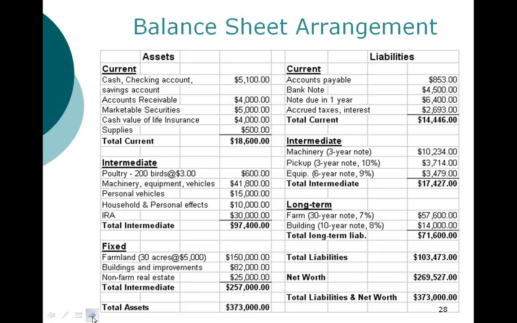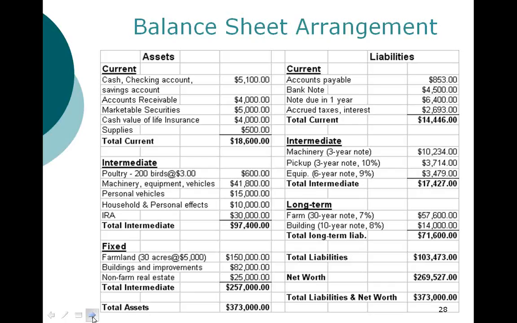So this is a balance sheet, and this particular balance sheet lists the assets and liabilities in three categories: current, intermediate, and fixed, or long-term. Current assets are assets that would be available or normally used in 1 year. So those are cash or near cash type of assets, supplies on hand, inventories, crop inventories.